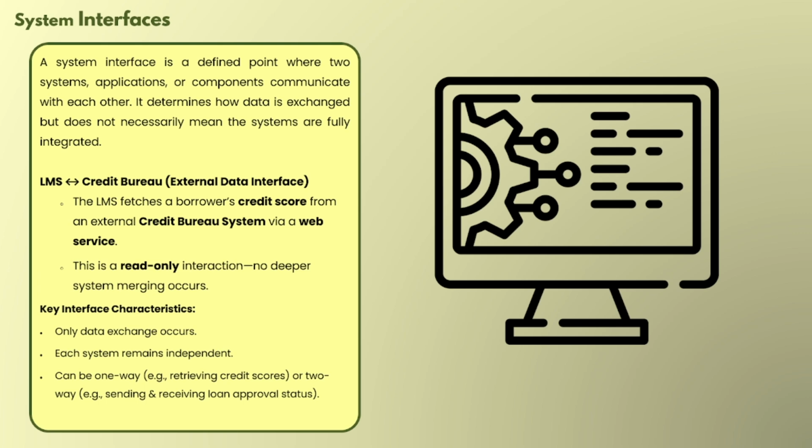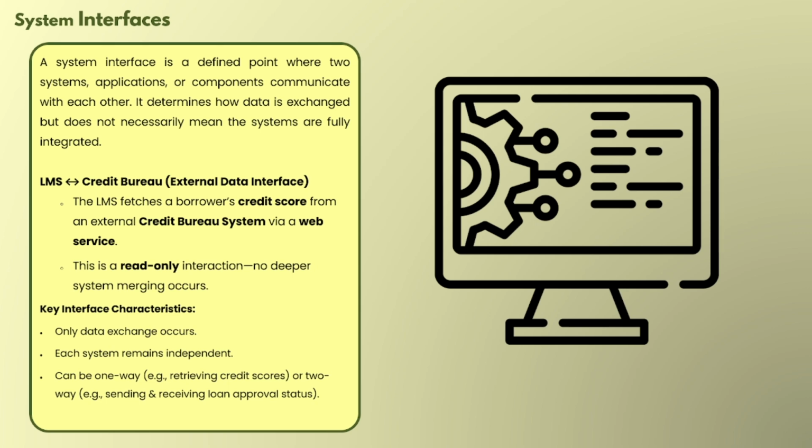Again, imagine they are asking, tell me the credit score of this XYZ person. The credit bureau will check that person's credit score and send back, okay, this person has this much credit score. That's it. Apart from that, there is nothing happening. Only data exchange is going on, so it is just a read-only interaction. We will see it graphically so that you get a deeper idea regarding this.